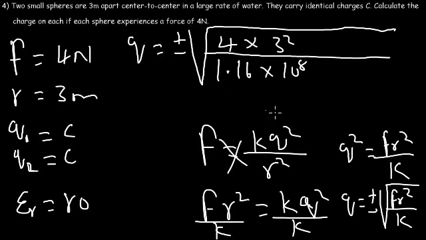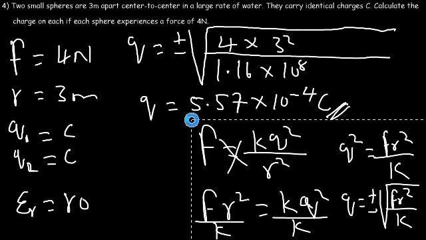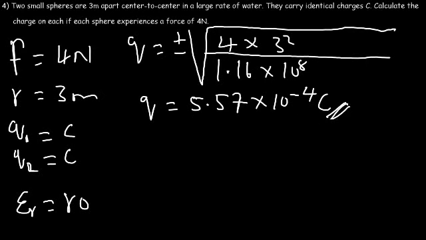Okay, so I'm just going to type this into my calculator and see the answer. If you type that properly, you should have the value of Q equal to 5.57 times 10 to the power of negative 4 coulombs. And that is the final solution to this problem as well. By now, you should have been familiar with how to deal with problems involving Coulomb's law. Let's try one more for this video.